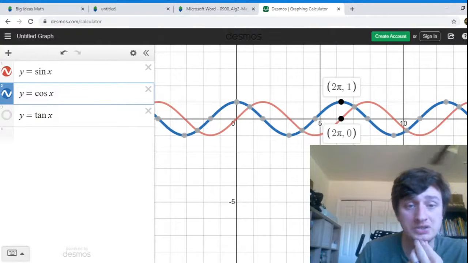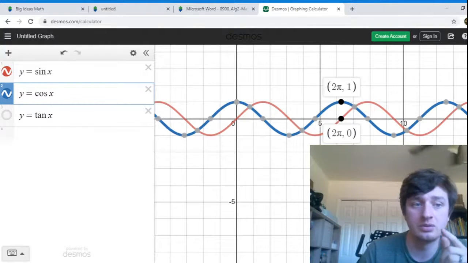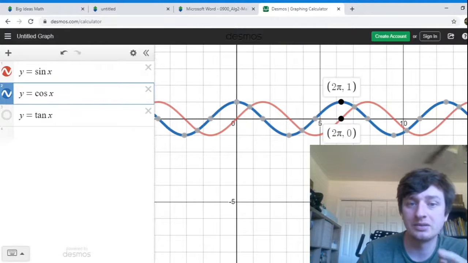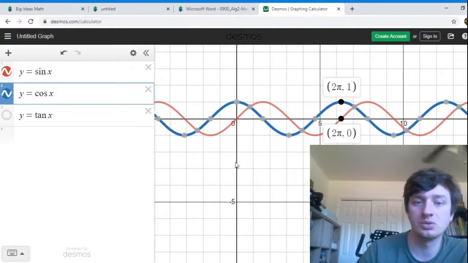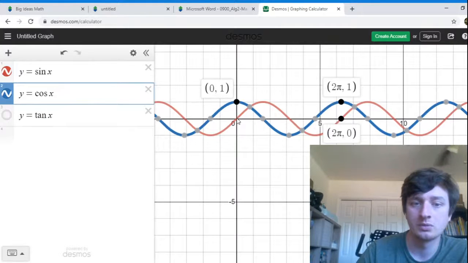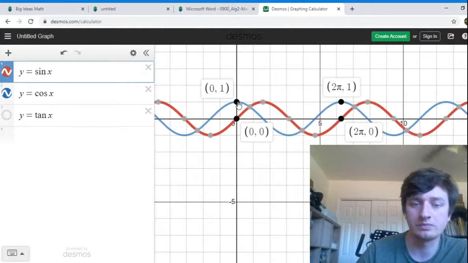Now, tangent is just the value of the red line divided by the value of the blue line. So when we're here at 0, we're dividing this red value 0 by 1, the y value. 0 divided by 1, which you get 0. You'll notice as this gets bigger, we're dividing a larger number by a number that gets smaller and negative.